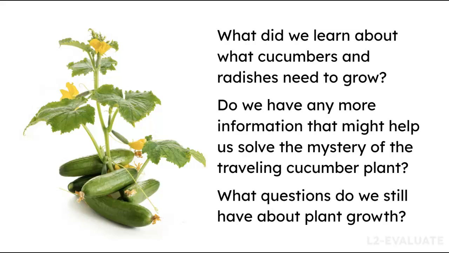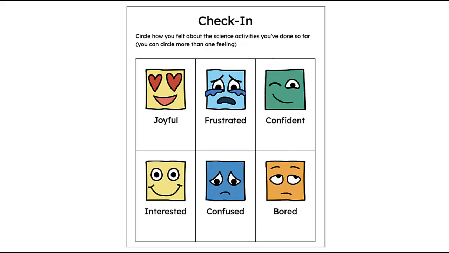You'll ask students, what did we learn about what cucumbers and radishes need to grow? Do we have any more information that might help us solve the mystery of the traveling cucumber plant? And what questions do we still have about plant growth? You can have students use the self-check form to evaluate their own learning in this section.